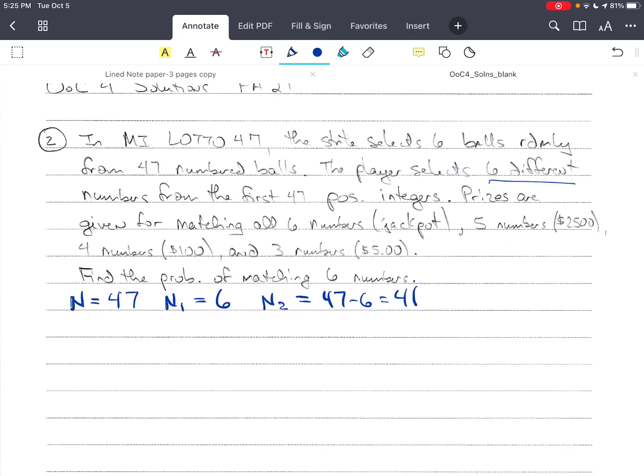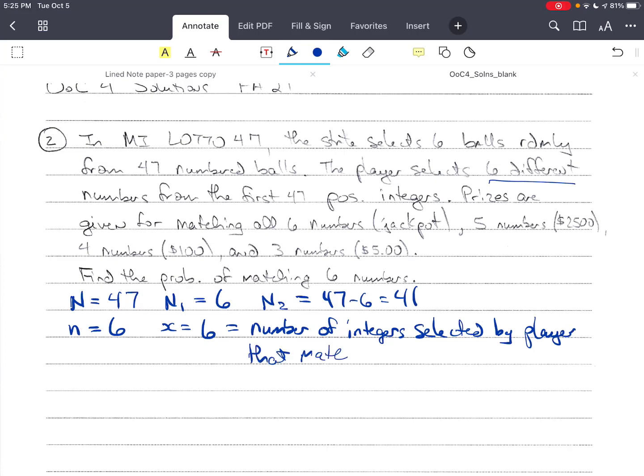Now, little n equals 6. And we want x equal to 6. That's x equals the number of integers selected by the player that match the numbers selected by the state.